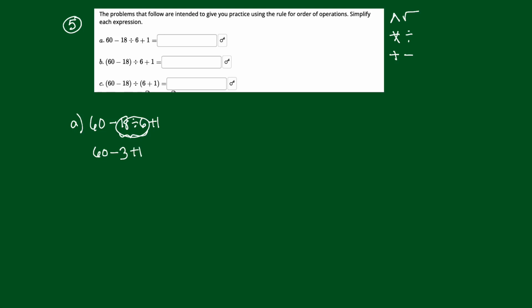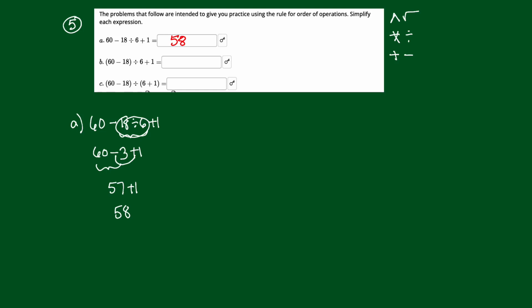Now I've got a subtraction and an addition. Let's do the subtraction first. Just as I go left to right, just do them as you encounter them. So what do we have? I'll do this one here. 60 minus 3 is 57, and then plus 1. So we end up here with a 58. So I'm going to put a 58 into our solution field up here.